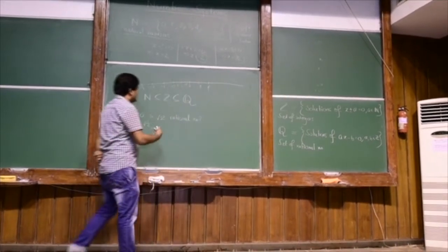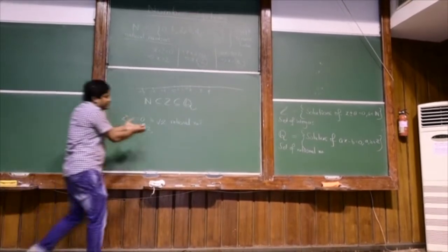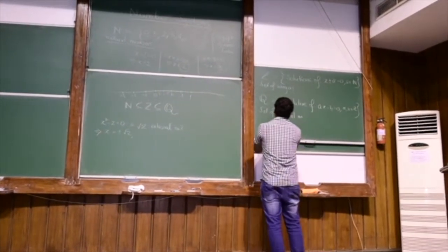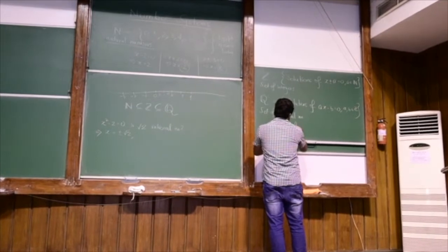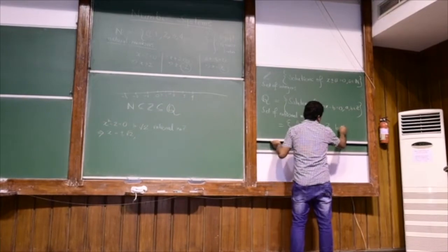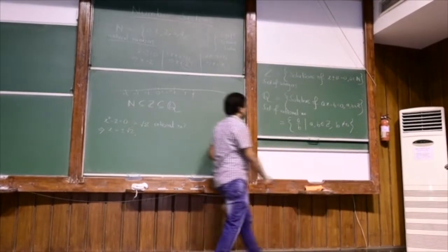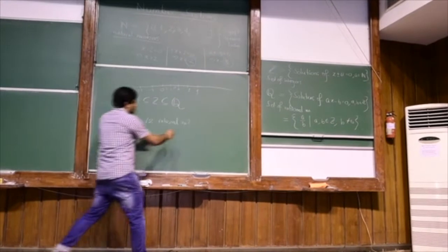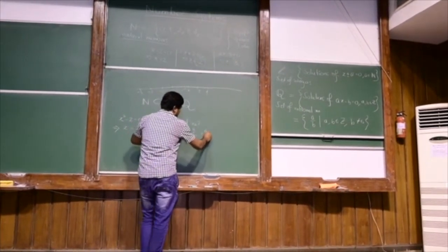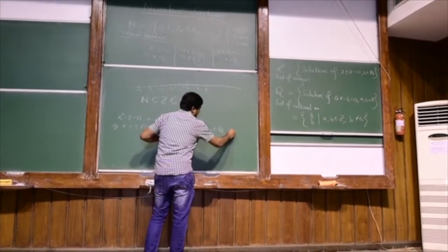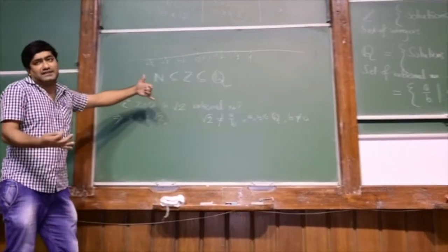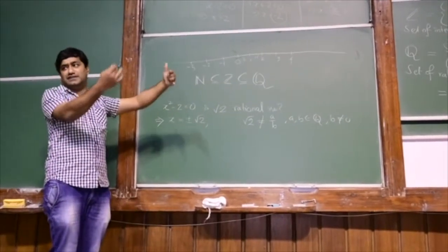You can of course see that root 2 cannot be written as a by b, where a, b are in Z and b is not 0. Let me be a bit more precise. So essentially what you are saying is root 2 cannot be written as a by b such that a, b are integers and b is not zero. Yes. Okay. What's the next natural thing to do? We just include it in the set.